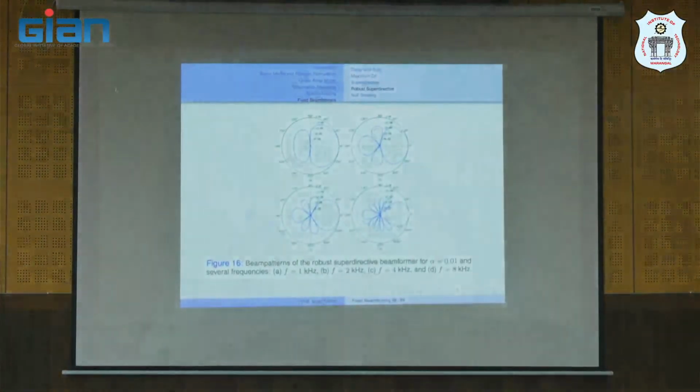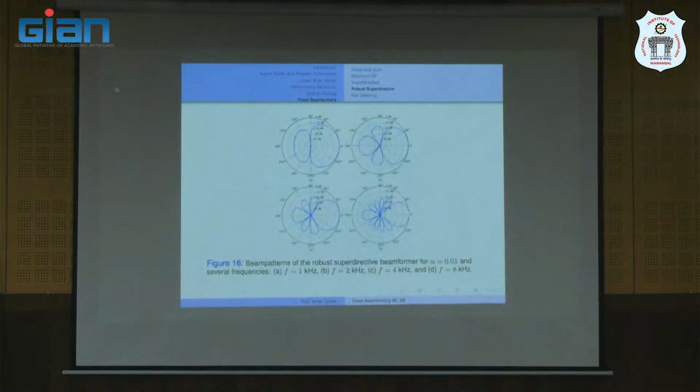Here we see the beam patterns that are achieved by the robust super-directive beamformer. You see here, this is for 1 kilohertz, 2 kilohertz, 3 kilohertz, 8 kilohertz. When alpha is small, it means that we give less weight to the white noise gain. It's larger than 0, but it's less weight to the white noise gain. We give more weight to the directivity factor. So we get these beam patterns.